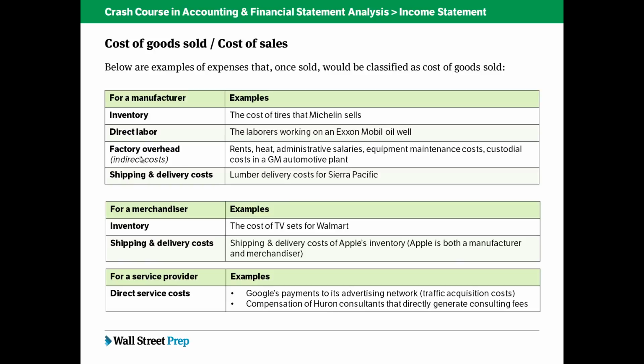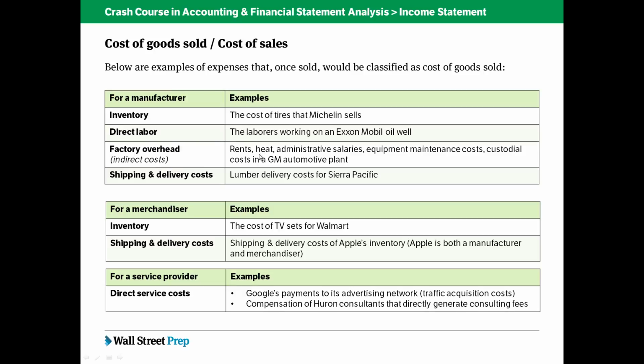Below, we've outlined examples of expenses that once sold would be classified as cost of goods sold. So the expenses associated for a manufacturer with the purchase of inventory. So for example, the cost of tires, the Michelin sells, that's going to be counted as an expense. It's going to hit cost of goods sold. Direct labor. So the laborer working on an ExxonMobil oil well, that's going to be wrapped up in the cost of the oil and the cost of goods sold that ExxonMobil recognizes. Factory overhead, this is also called indirect costs.